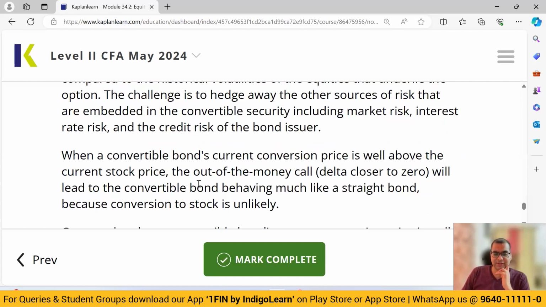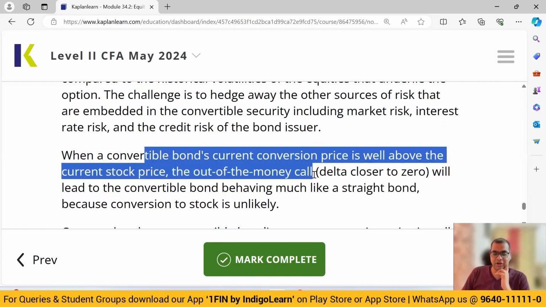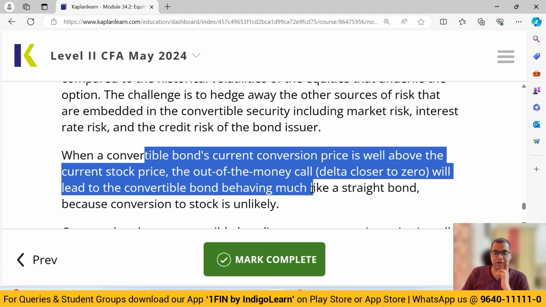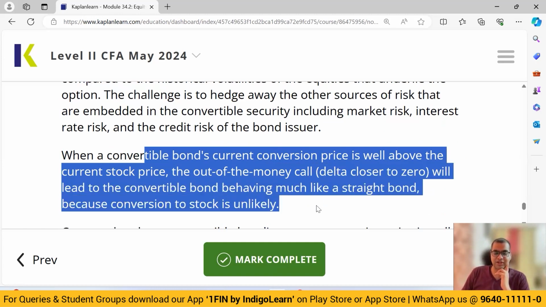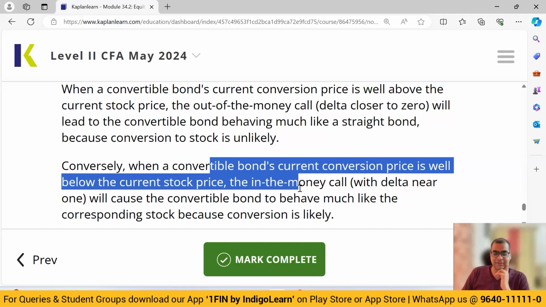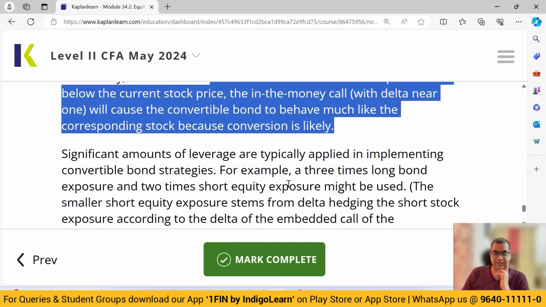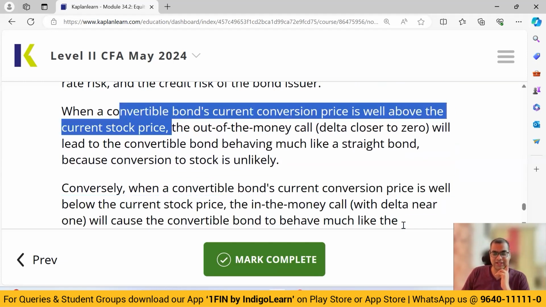Okay. Then when a convertible bond's current price is well above the stock price, the out of the money call, that is delta closer to zero, will lead to the bond behaving like a straight bond because conversion of the stock is unlikely. Conversely, when a bond is well below the stock price, the in the money call will cause the convertible bond to behave like the corresponding stock because conversion is likely. So, did you understand these two statements?